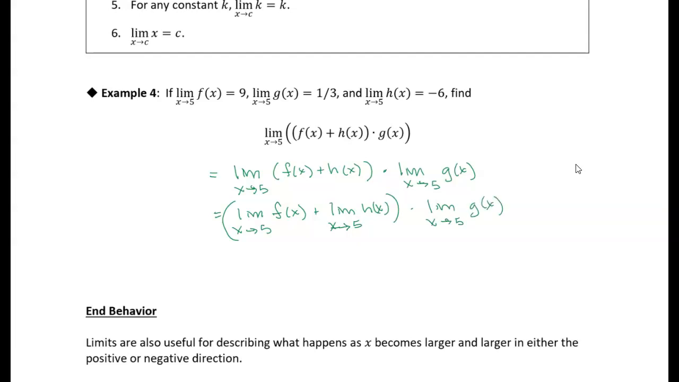And now we know all of those limits, right? f of x approaches 9 as x approaches 5, h of x approaches, looks like -6 as x approaches 5, and then g of x approaches 1/3. Okay, so if we do the arithmetic now, we just get basically 3 times 1/3, which is just 1. So our answer here is 1.